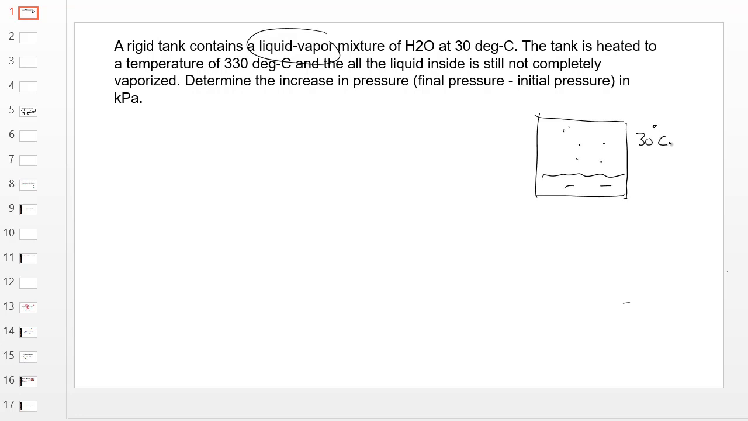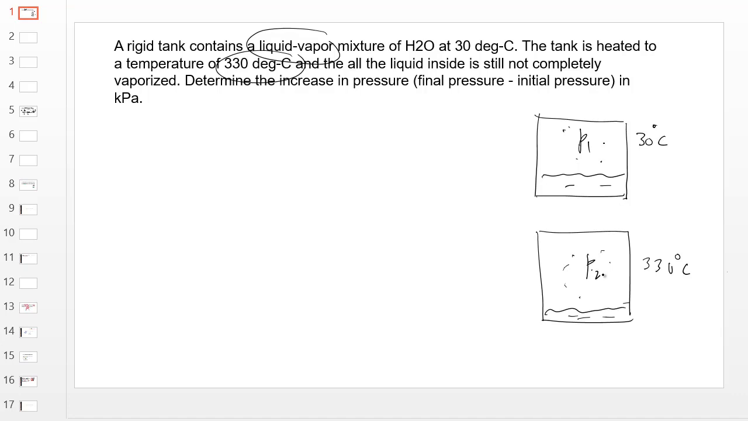As it is heated to 330 degrees Celsius, we want to find the change in pressure. What is given about the final condition is that it still has some liquid inside it. So that means this is still a liquid vapor mixture, which makes the problem rather interesting and simple to solve. So we want to know what is the difference in the pressure, P2 minus P1.